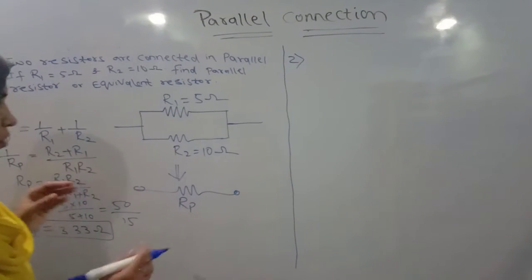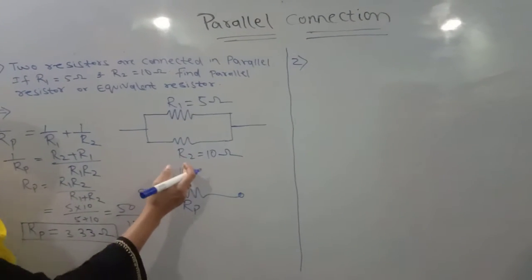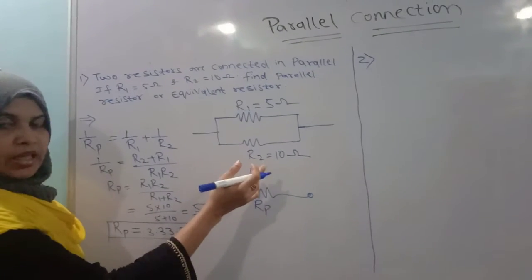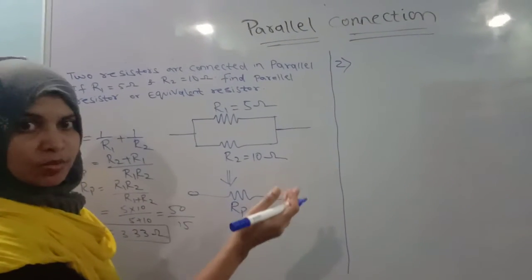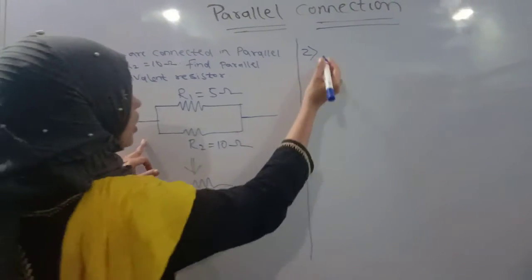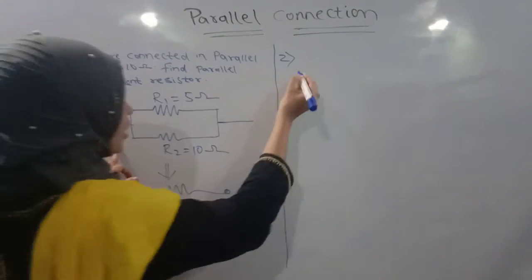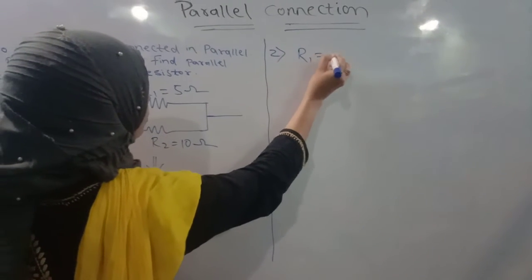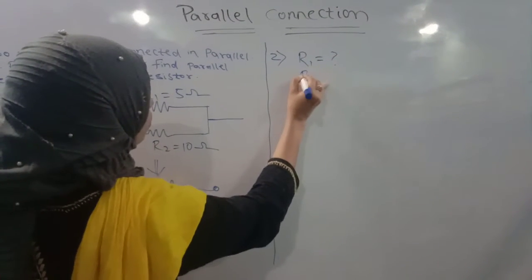Similarly, there will be a minor change if one of the resistors is mentioned and the other is not, and the parallel resistor is given. What will be the situation? Same numerical, I am going to continue here. Just try to understand. If R1 is not mentioned, we need to calculate R1.